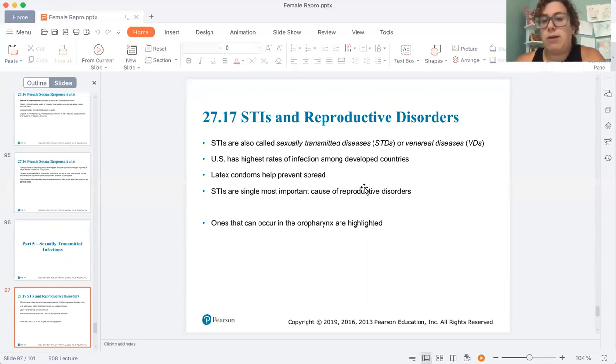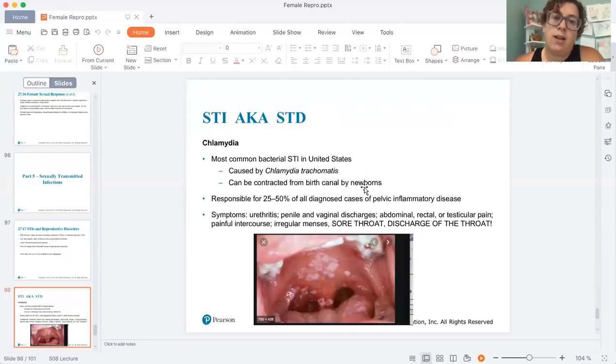The only ones that I'm going to highlight here are the things that you're going to see in the mouth. So we're not going into too much depth here because, yes, sexually transmitted infections can occur in the mouth. I cannot tell you how many times, this is going to sound horrible, I've seen chlamydia or gonorrhea in the oropharyngeal zone, okay? So chlamydia, the most common bacterial STI in the United States, is caused by Chlamydia trachomatis.